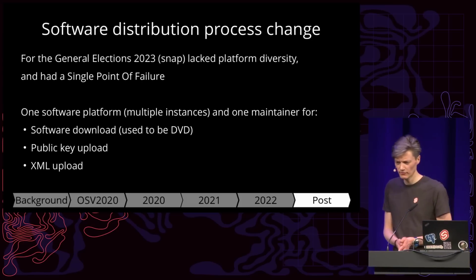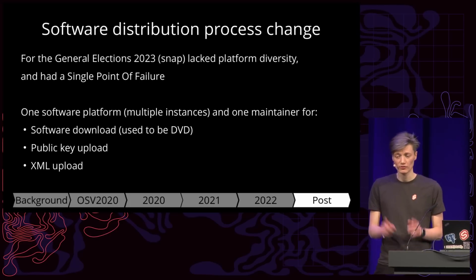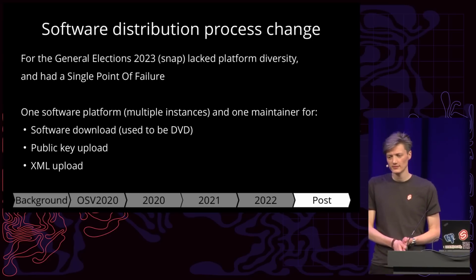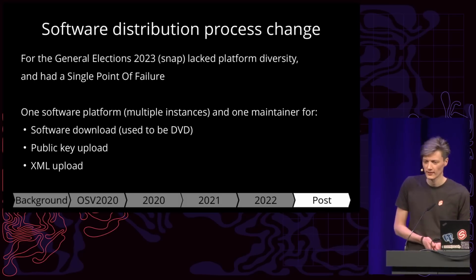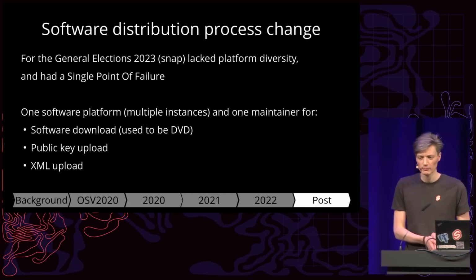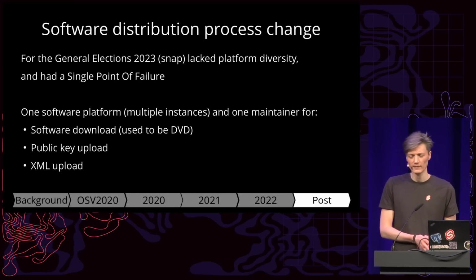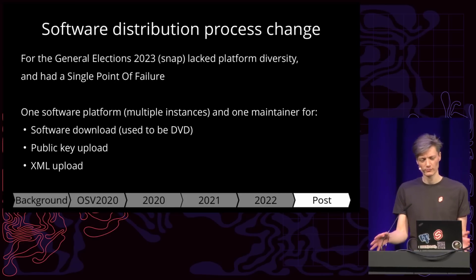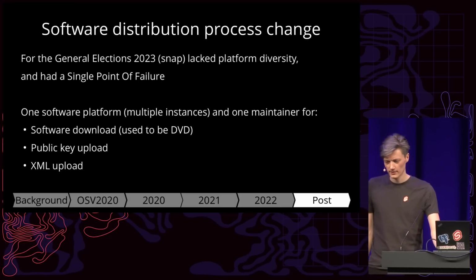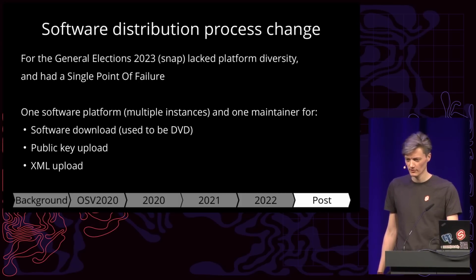And then after I left, they changed the software distribution process. During the general elections, the snap elections, which still take about three months of preparation, they changed the platform diversity and created a single point of failure. They used one software platform in multiple instances with one maintainer for the software download, instead of DVDs, the public key and the XML, which used to be separate platforms. They put it all on one, and I think that's a bad idea. I hope they will change it next time, and we will not really know when next time is.